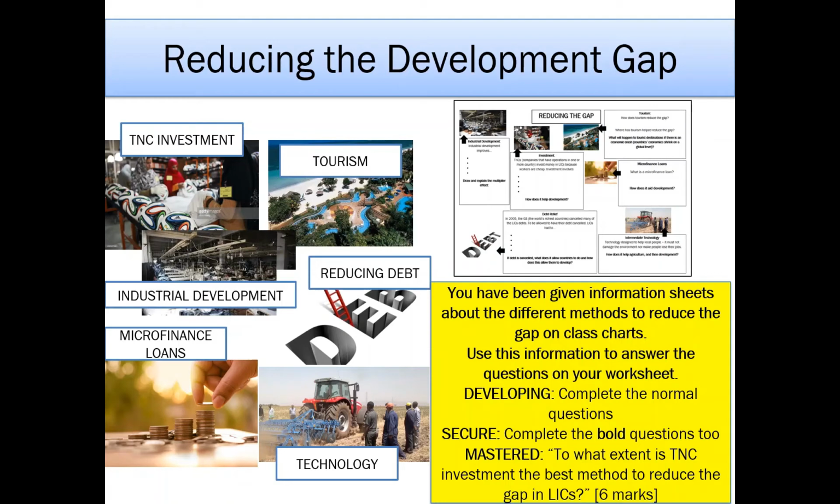And that's a 6-mark question, so you're going to do one PEEL paragraph, but you're also going to include however, so you're going to evaluate your points. So TNCs is the best way to reduce the development gap because explain why it reduces the gap. This means that, so what does it mean for that country and how does it help them develop?